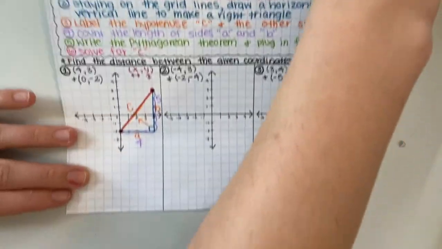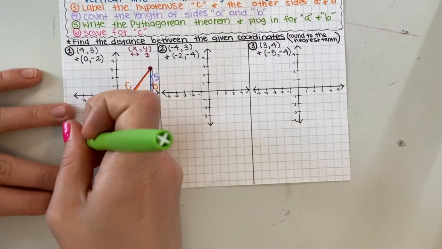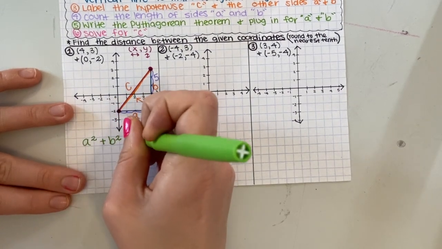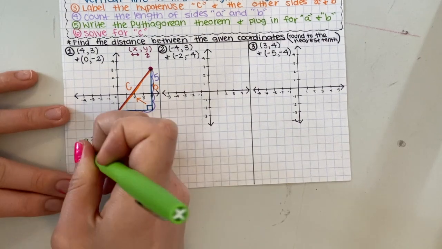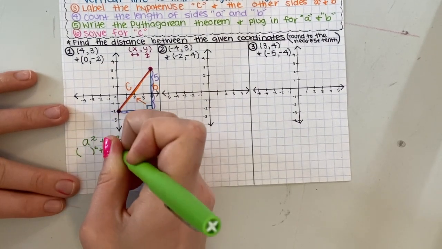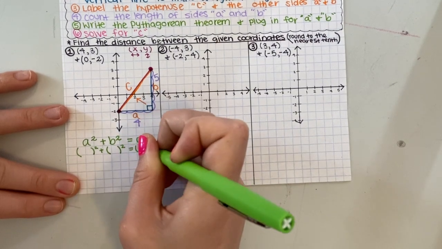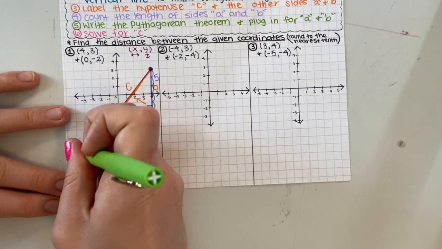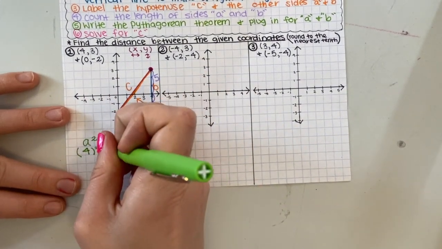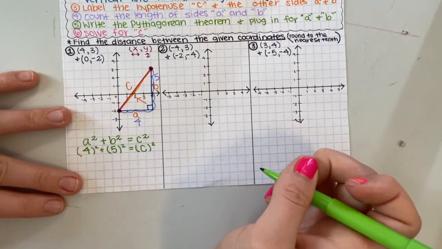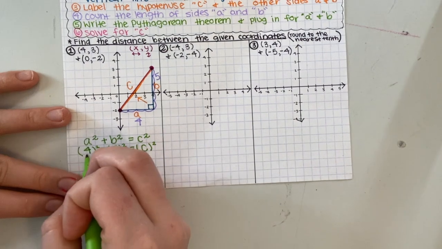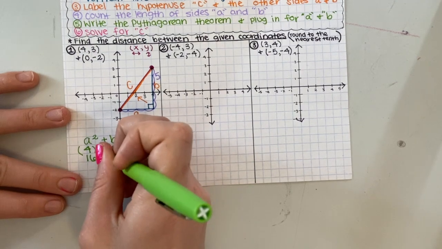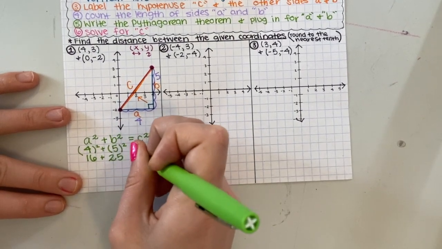The Pythagorean theorem is a squared plus b squared equals c squared. Remember, I like to do my parentheses so I make sure I don't forget any parts when I am substituting out for certain numbers. A is 4, B is 5, C is unknown, so I'm just going to keep the letter C. 4 squared is 16. 5 squared is 25. C squared.